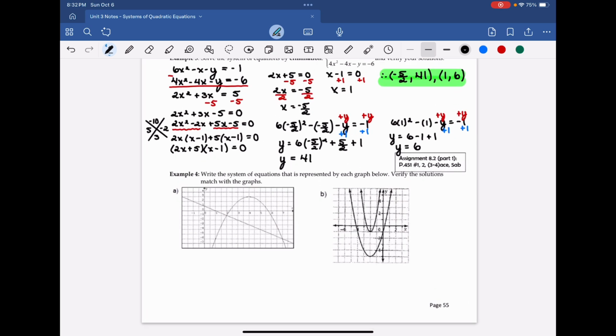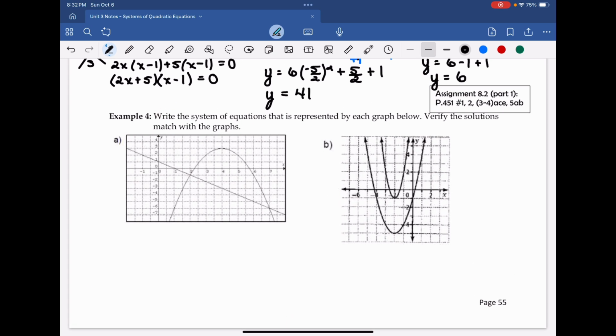Awesome. Lastly, for this lesson, we're going to look at example 4, and we're going to write a system of equations that can represent each of the graphs below, and then verify it just with the graph, because on the graph, we can see how many solutions there are.